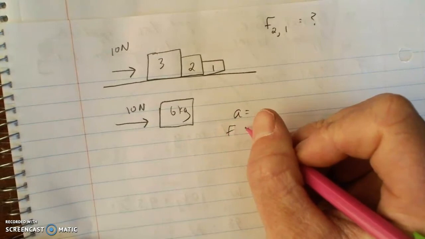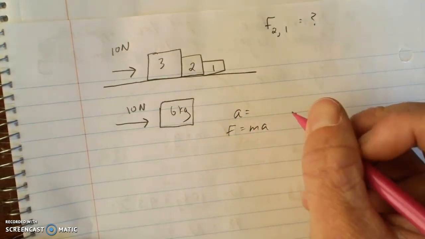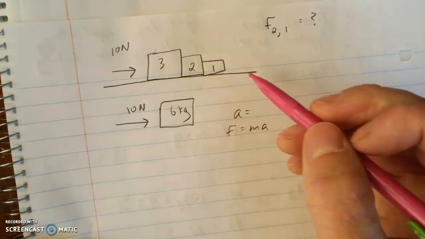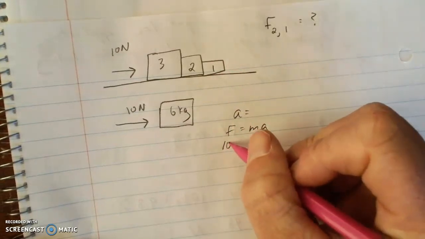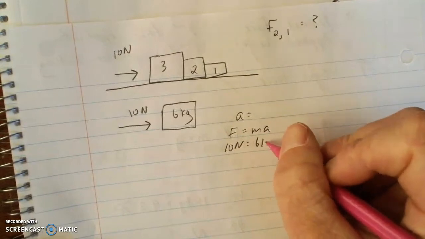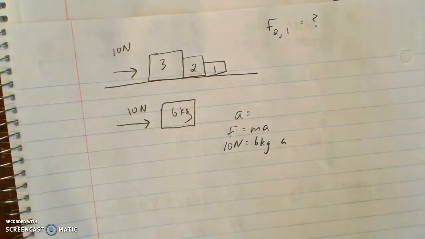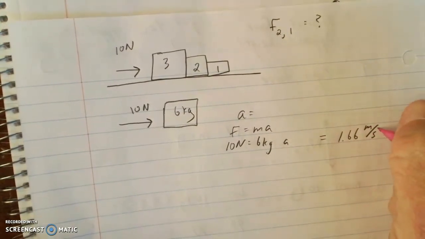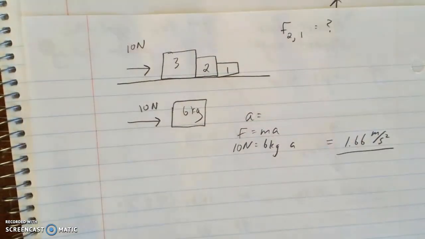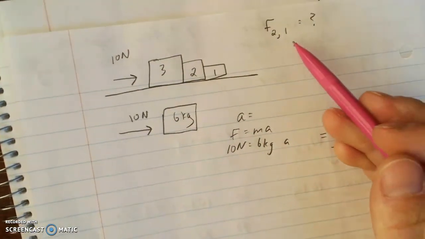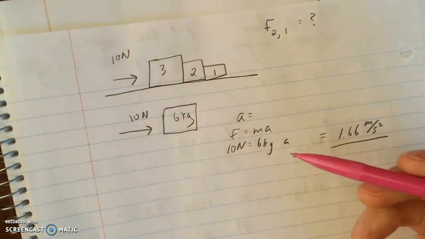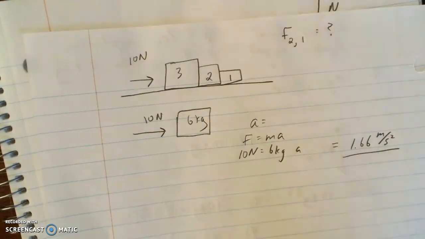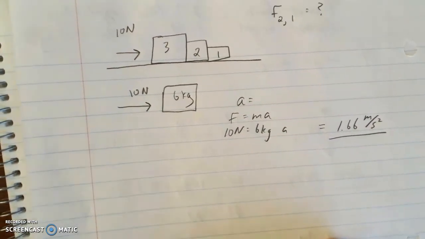We'll go force equals mass times acceleration. In this case it's the net force because there's no opposing forces. So we would say 10 newtons is equal to 6 kilograms times the acceleration. So 10 divided by 6 is going to be the magnitude of the acceleration, which is 1.66 meters per second squared. So how do I go and find this force? Is it just 10 newtons? The answer is no. We're going to have to draw some free body diagrams to solve this one.